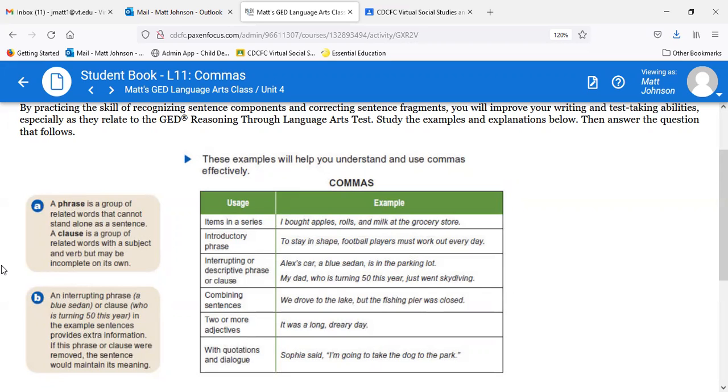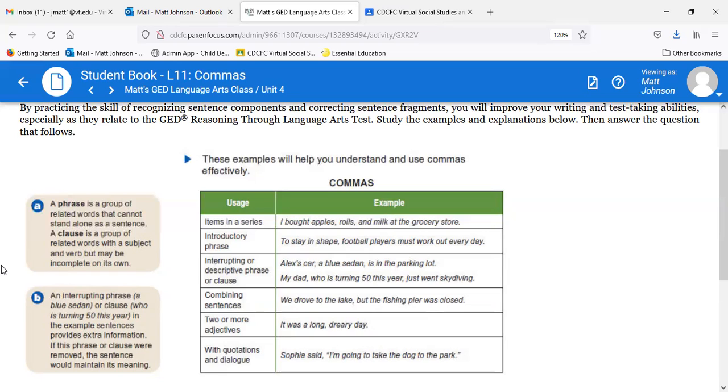That's what we'll use. Introductory phrase, which I mentioned before. That's a subordinate clause. It doesn't stand alone as a sentence. To stay in shape, comma, football players must work out every day. Introductory phrases, transitional words and phrases, which we'll see here too. Then the interrupting or descriptive phrase or clause. It's a complete sentence if you take out that descriptive phrase, but when inserting it, you're going to have commas on either side. So, Alex's car, a blue sedan, is in the parking lot. Or my dad, who is turning 50 this year, just went skydiving.